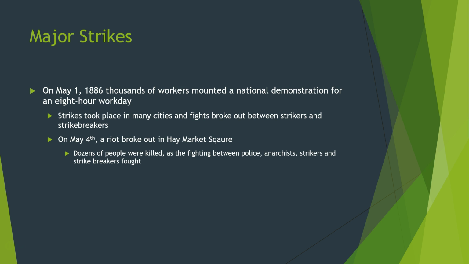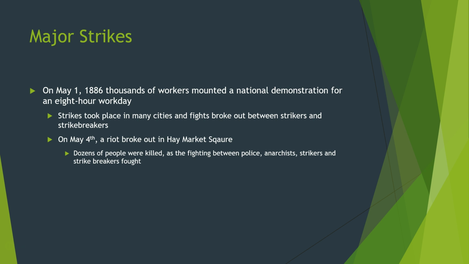So there are some major strikes that take place during this time period that really caused a lot of issues within the country. On May 1st, 1886, thousands of workers mounted a national demonstration for an 8-hour workday. Strikes took place in many cities, and fights broke out between strikers and strike breakers. And that 8-hour workday, as we know, based upon today's modern standard, is something that really takes hold. One of the big riots that takes place was something called the Haymarket Square Riot on May 4th.